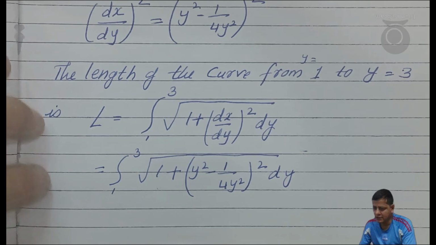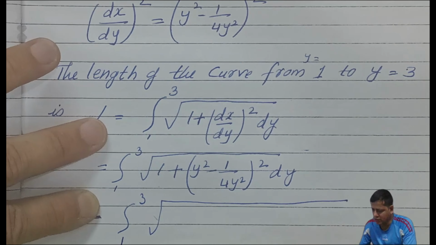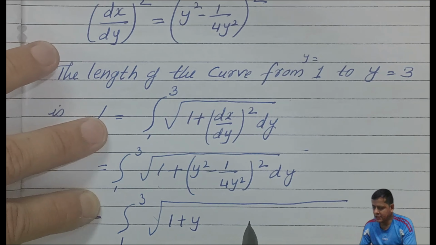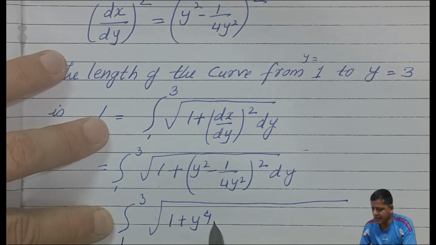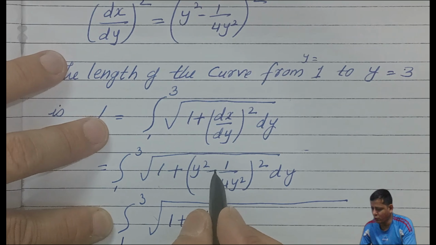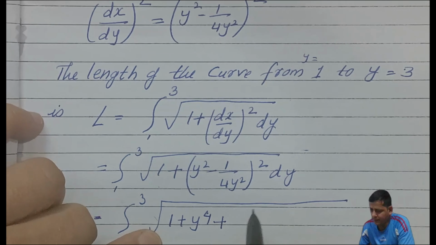Now we can simply go on simplifying the equation. We get the integral from 1 to 3, then let's make it a long root so that we can simplify 1 plus the a minus b whole square formula. Here y square is a, so a square becomes y to the power of 4, and then it becomes minus 2ab.